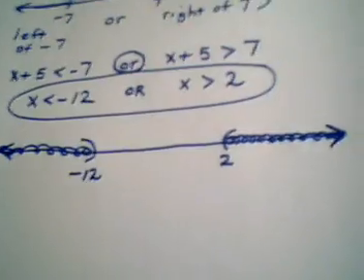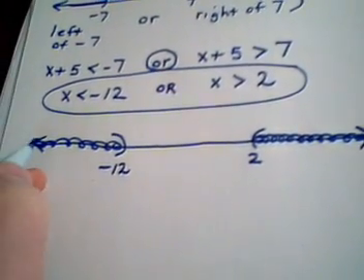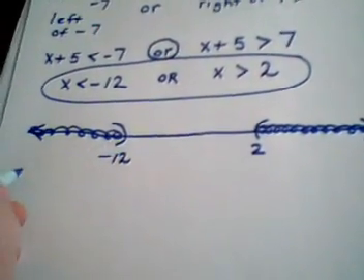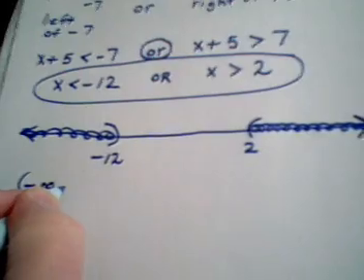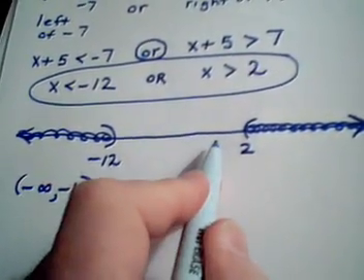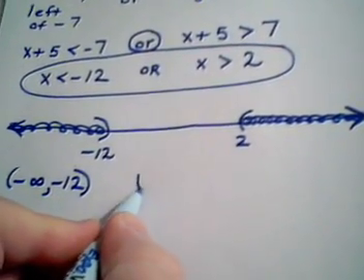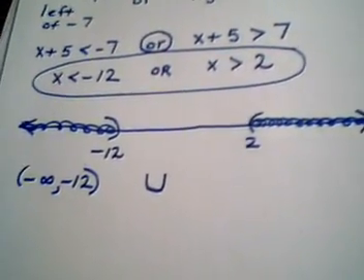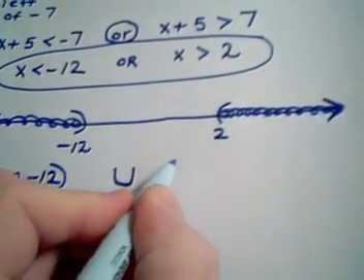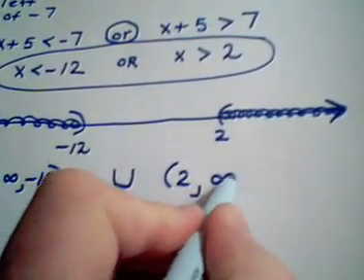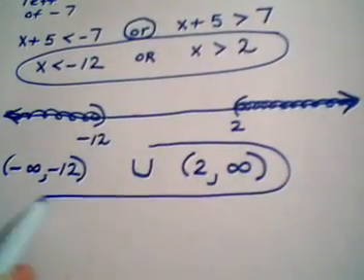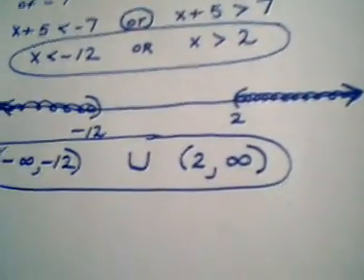And if I wanted to write my solution set in interval notation, I would scan from left to right, then again left to right. Left to right here would be coming from negative infinity to negative 12. When there's a gap, when there's a disjoint set, it means the word OR is there, you put the symbol union, which represents OR in interval notation. And here, if I scan from left to right, I'm going from 2 to positive infinity, and this would be my solution set to the original inequality using interval notation.